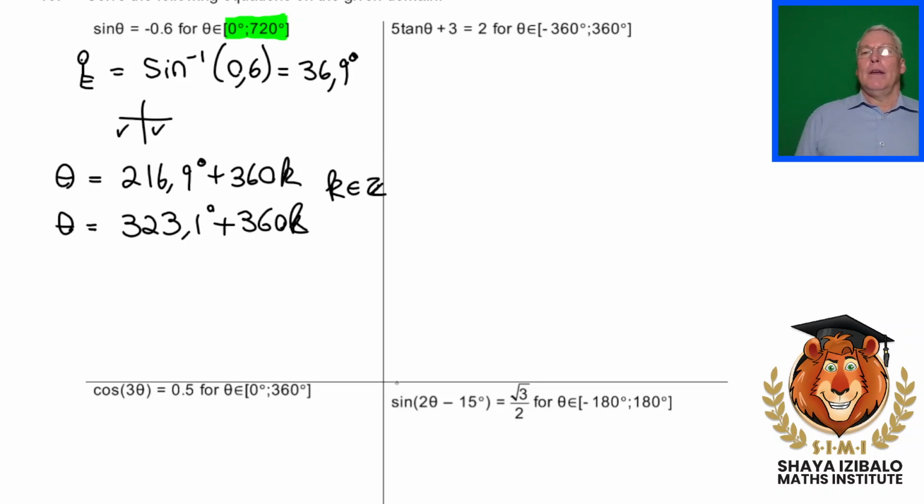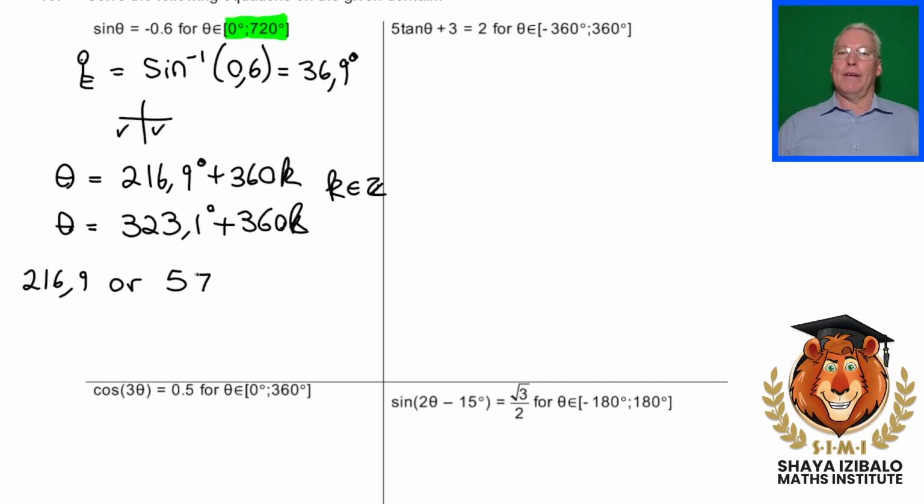Now, for this particular equation, there is no change in the period of the graph. So we're expecting 2 solutions per rotation, and there are 2 rotations. We're expecting 4 solutions, and those are going to come from taking 216,9, with k equal to 0. If k is 1, we add 360 and get 576,9. If k is 2 and we add another 360, we go outside the domain. So there are only 2 from that one.